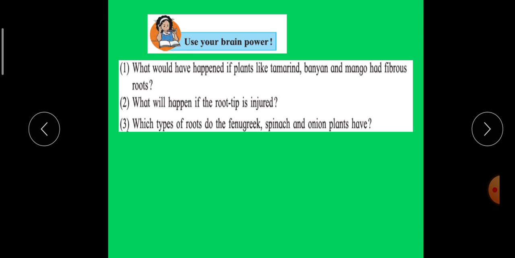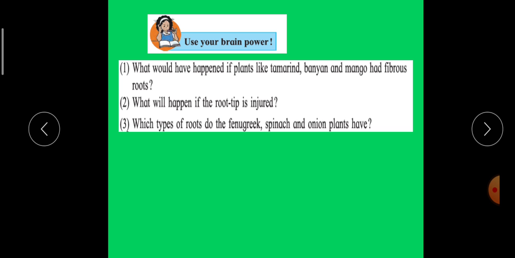Next, what will happen if the root tip is injured? If the root tip is injured, the growth of the plant will be stunted. Initially, the tree will try to survive, but injured root may not absorb water and minerals from the soil. This will make the tree weak. The support of the tree will also become insufficient and the tree will eventually die.